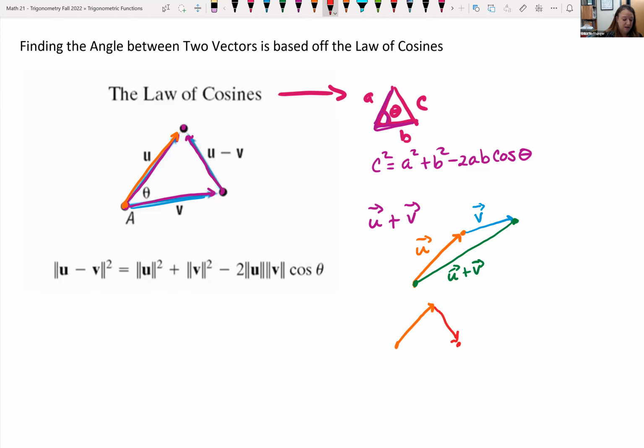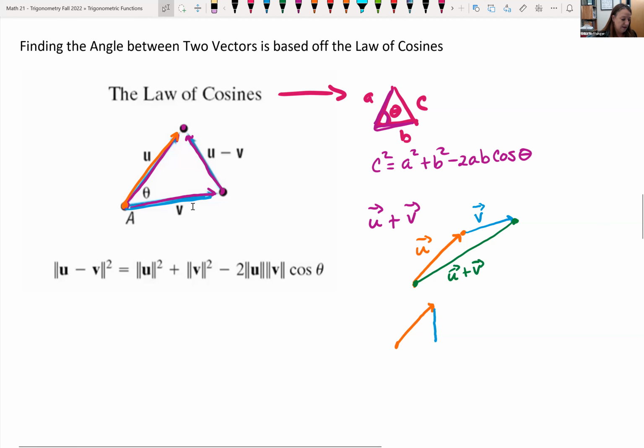I was doing the difference right there. So minus v right here, I'm going in the opposite direction. I am not doing good with the same direction. Let me grab this.